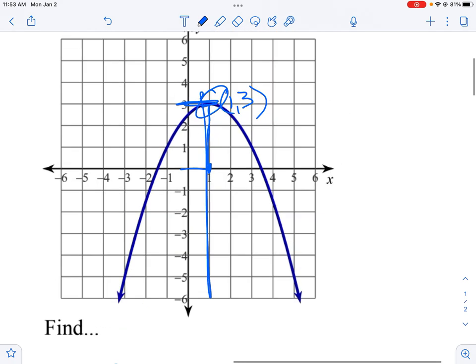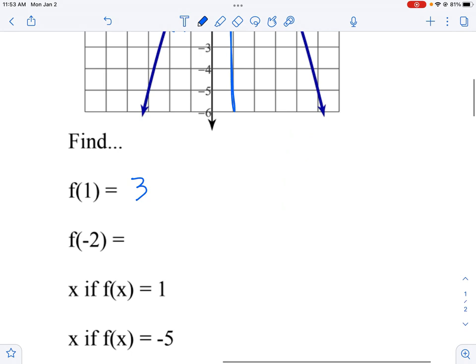F of negative 2. Let's come over here to negative 2, and then you go down. Oh, this one's kind of in the middle. So I'm going to say it's just negative 1.5. It's at the point negative 2, negative 1.5. So I'm going to put negative 1.5. If it's between 2 numbers, just do an approximation.